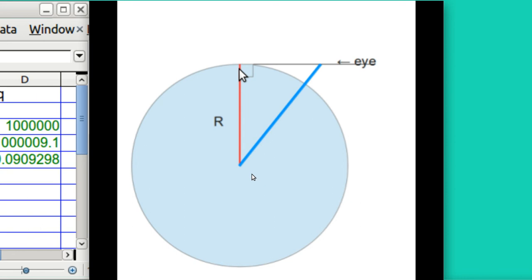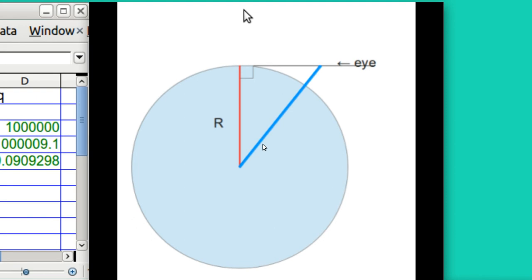The Pythagorean theorem says that if you square the radius, square the other component, those two squares will be equal to the area of the square of the hypotenuse. Then you can take a square root of the hypotenuse to calculate this line.